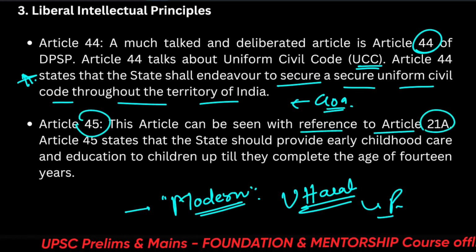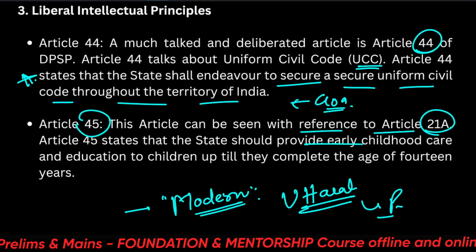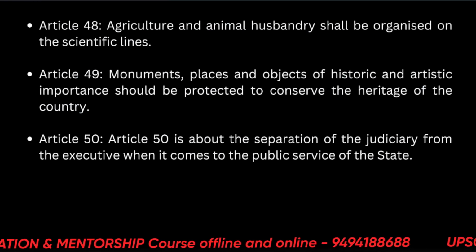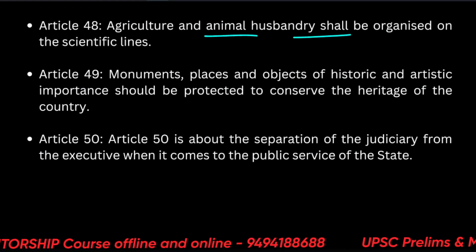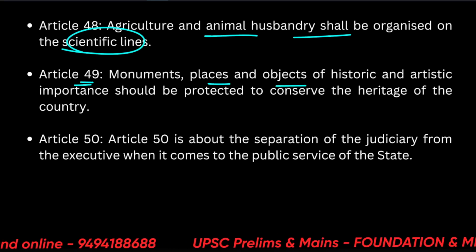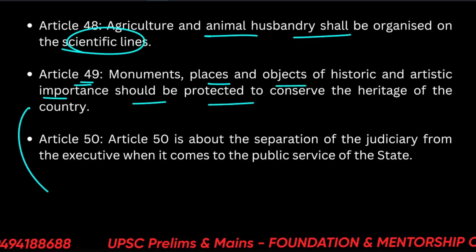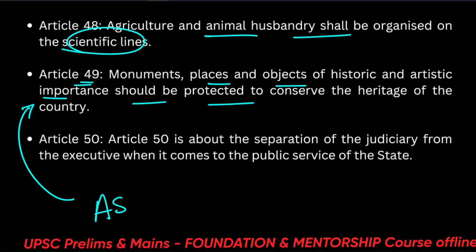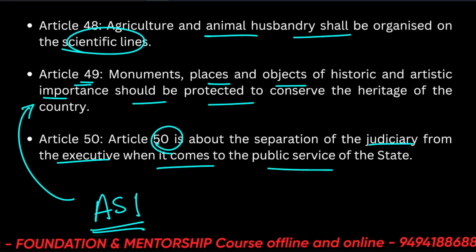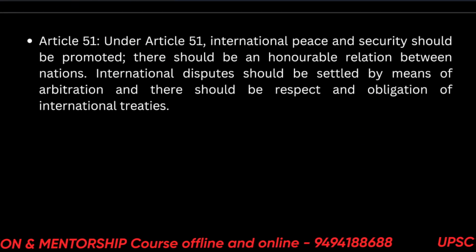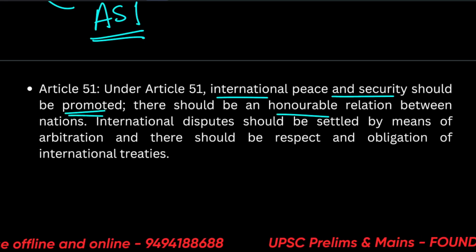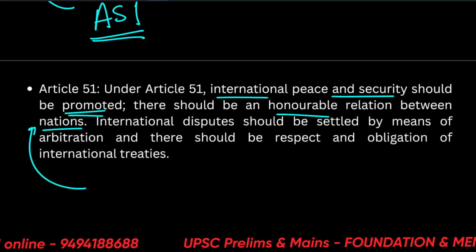Article 45 can be seen with reference to Article 21A, right to education. It says the state should provide early childhood care and education to children until they complete the age of 14 years. Article 48, agriculture and animal husbandry shall be organized on scientific lines. Article 49, monuments, places and objects of historic and artistic importance should be protected. This is in the work of ASI. Article 50 is about the separation of the judiciary from the executive when it comes to public service of the state. And Article 51, international peace and security should be promoted. There should be honorable relations between nations. So it's related to IR.